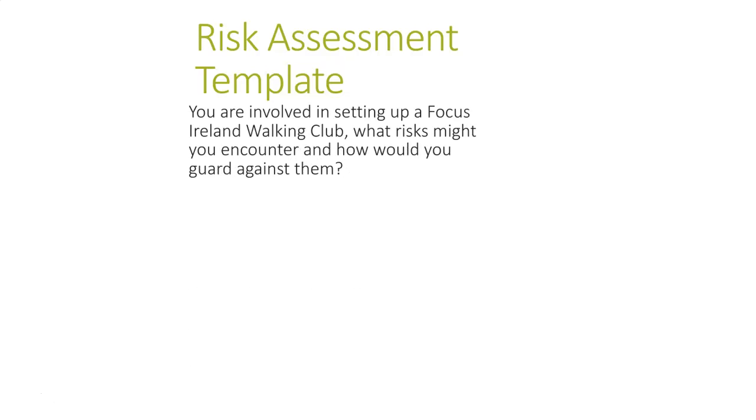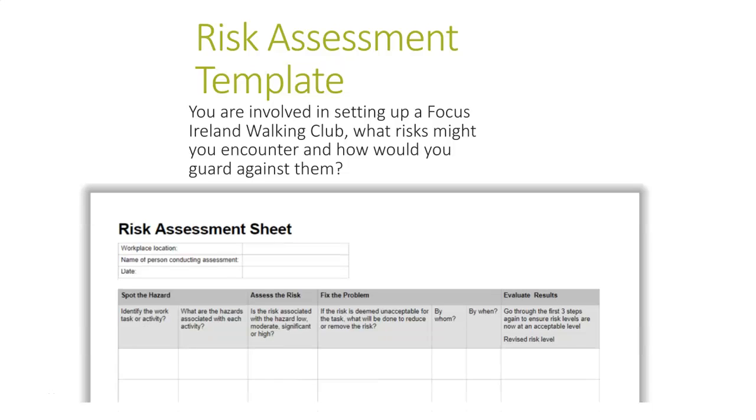It's called a risk assessment template. You are involved in setting up, for example, a Focus Ireland working group. What risks might you encounter and how would you guard against them? So here is the risk assessment sheet. The first heading is to spot the hazard. The two headings you need to spot are to identify the work task or activity, then what are the hazards associated with each activity.